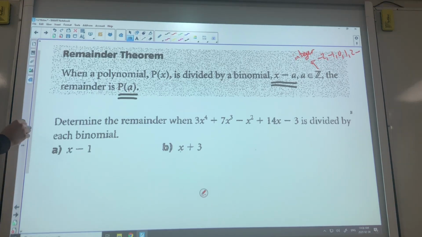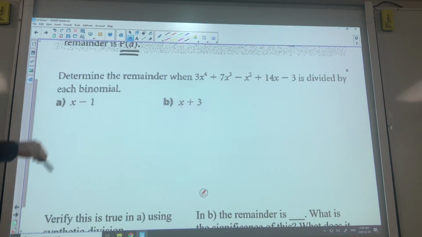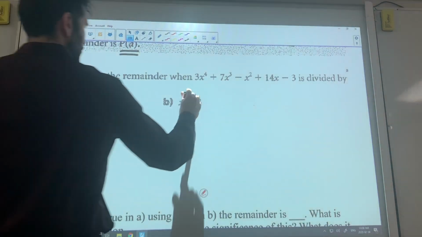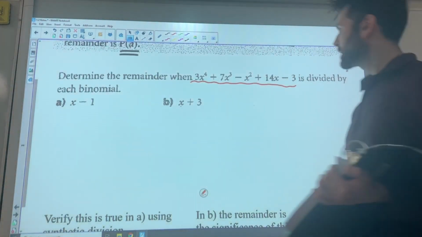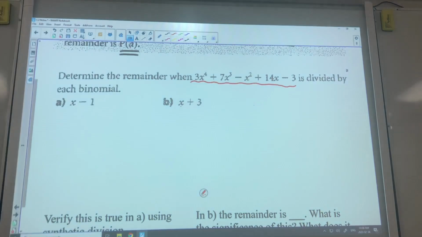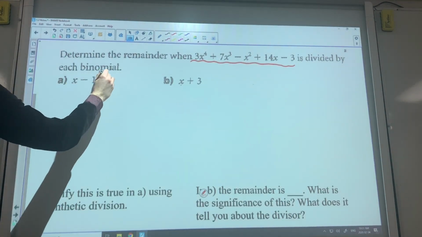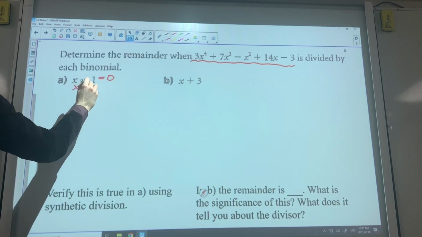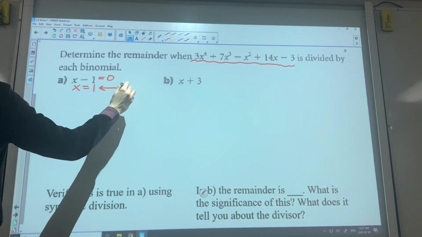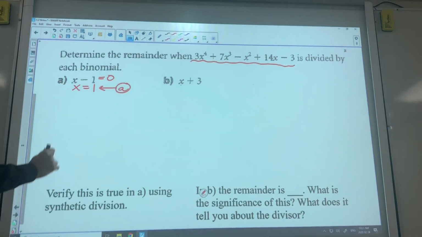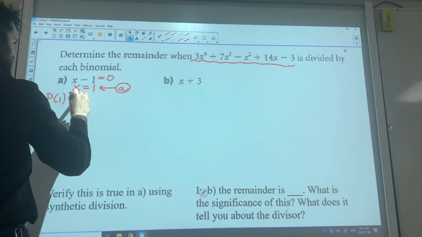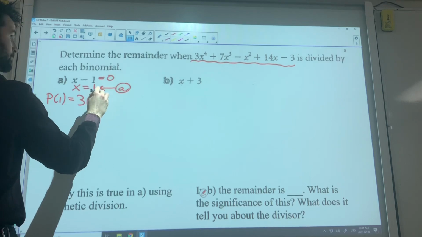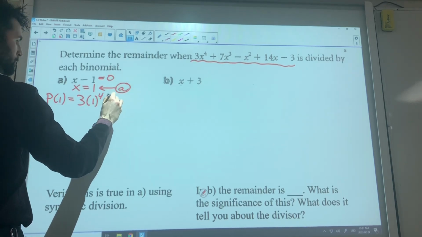So let's try it. We got a couple of questions. Here we go. We're going to use this polynomial. Let's see what the remainder is when we divide it by, say, x minus 1. So if you believe the remainder theorem, then you say, okay, well, I'll just set this equal to 0. A is 1. So if I pop in 1 into this, I should get the remainder. Let's see. I'll just show all the work.